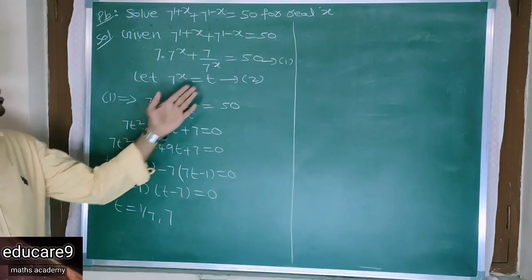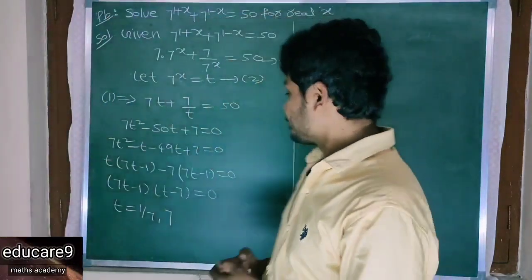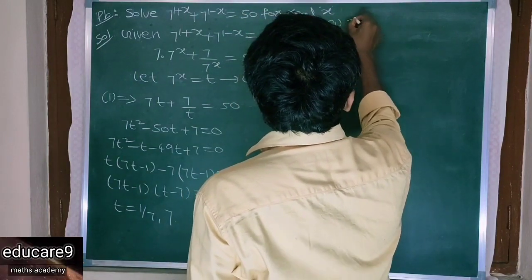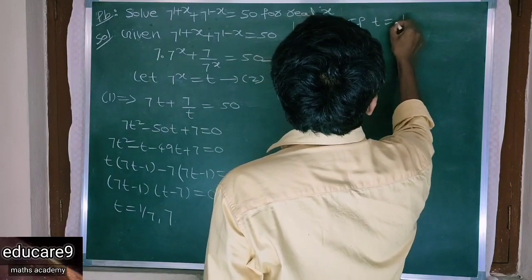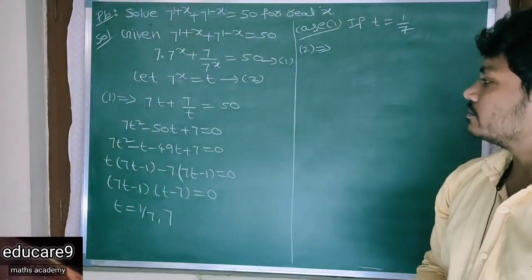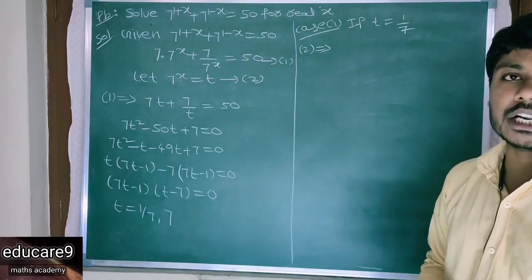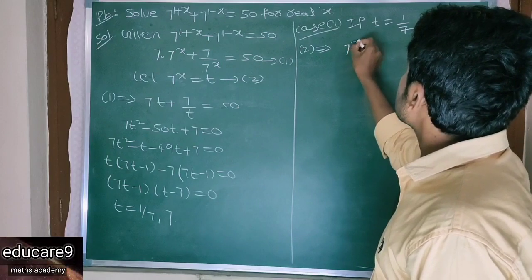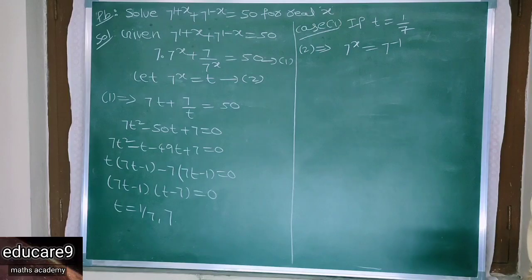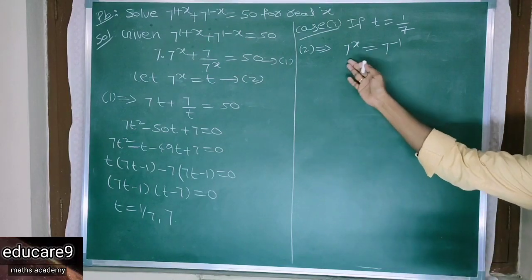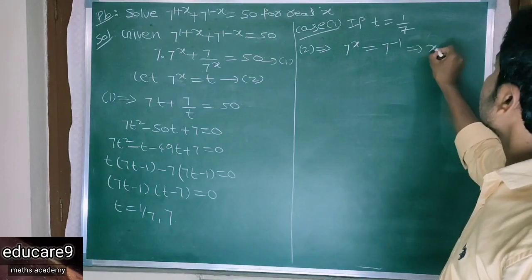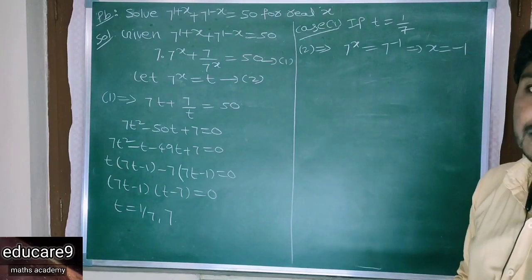Now these t values are substituted in equation 2. So first case 1. If t is equal to 1 by 7, then equation 2 implies 7 power x is equal to t. So 7 power x is equal to 1 by 7, written as 7 to the power of minus 1. Clearly the bases are equal, so equate the powers. From this you can write the x value is minus 1. And case 2.